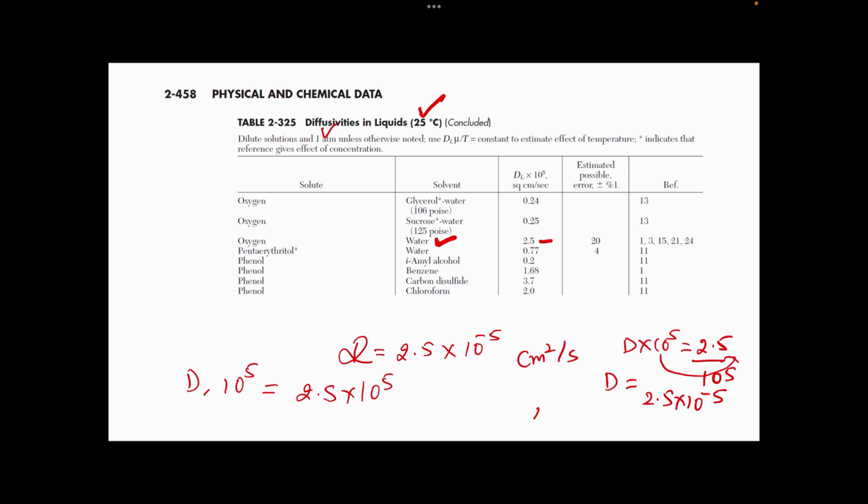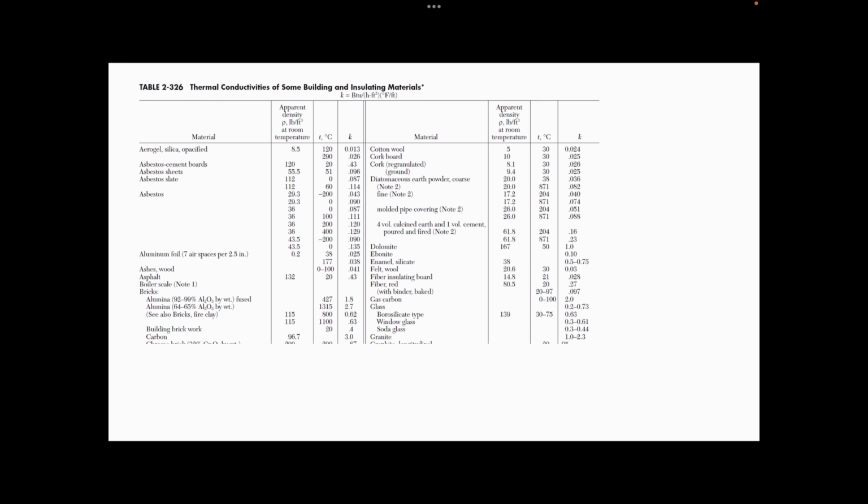Next one, solution for C. The thermal conductivity of Pyrex borosilicate glass at 37 degree centigrade. Yes, it is given in table 3-26, where the properties are available. It is given for a temperature between 30 to 75 degrees centigrade. You can use this in that range, where it is available: glass, and this is borosilicate type glass, in the range between 30 to 75. Here for us it is asked at 37 degrees centigrade.